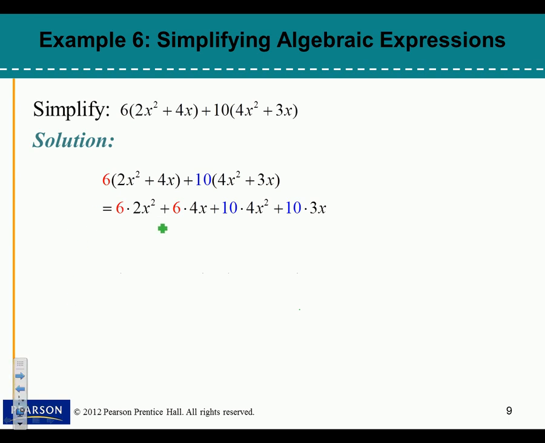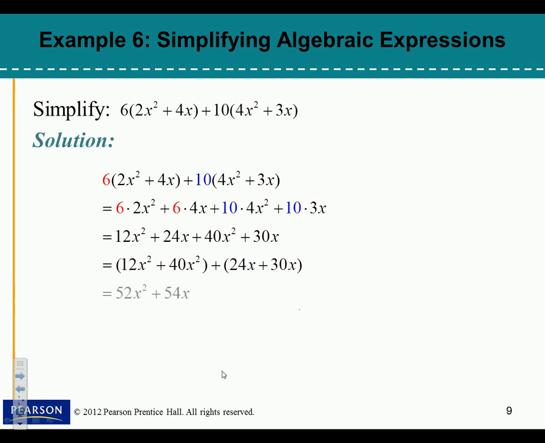We got the 6 times the 2x, 6 times 4x, so you can see it being distributed to everything in the parentheses. 10 times 4x squared, 10 times 3x. Then you're going to multiply each of those, and then you're going to find your like terms, which in this case are going to be the two with the squareds on them. So we have 12x squared and 40x squared together, and then we have 24x and 30x, and that simplifies to 54x squared plus 52x squared, plus 54x.